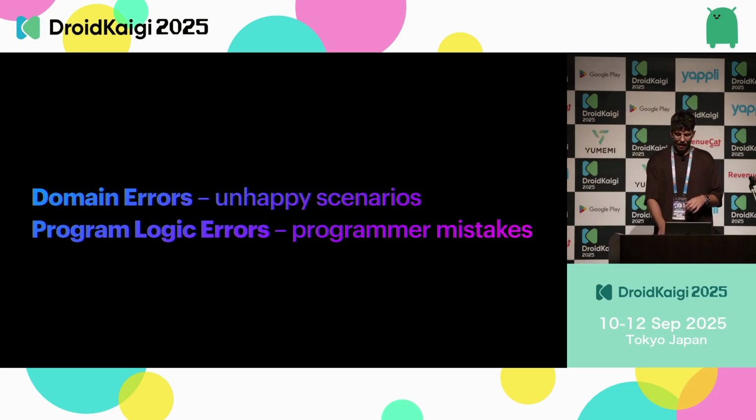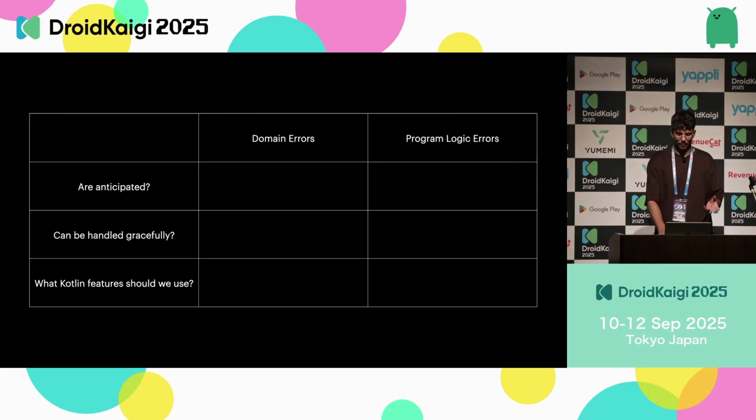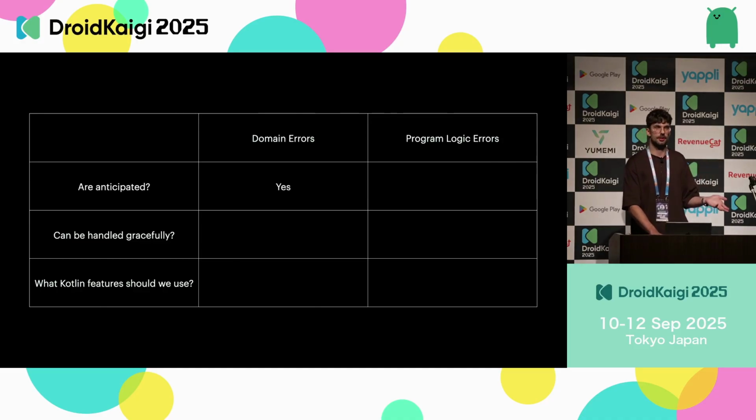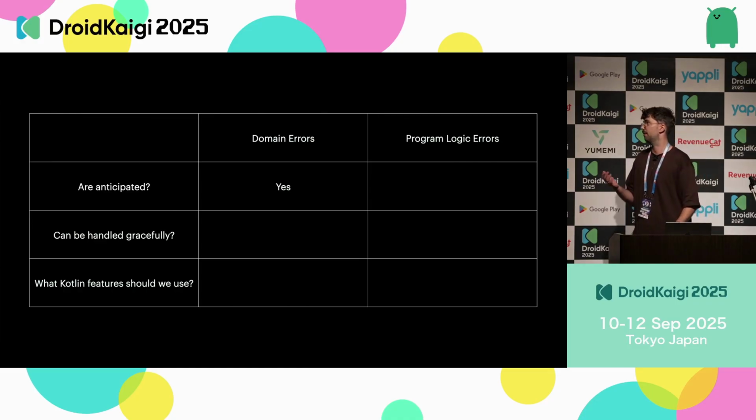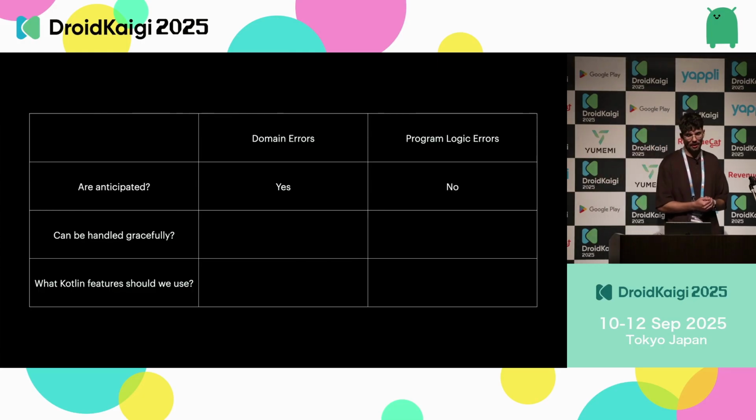So let's try to compare those two. For the domain errors, they're always anticipated because they are just different flavors of our main flow, of the happy flow. For the program logic errors, these are really just mistakes. Unfortunately, we cannot anticipate them, because if we were, we could actually handle them. Can they be handled gracefully?